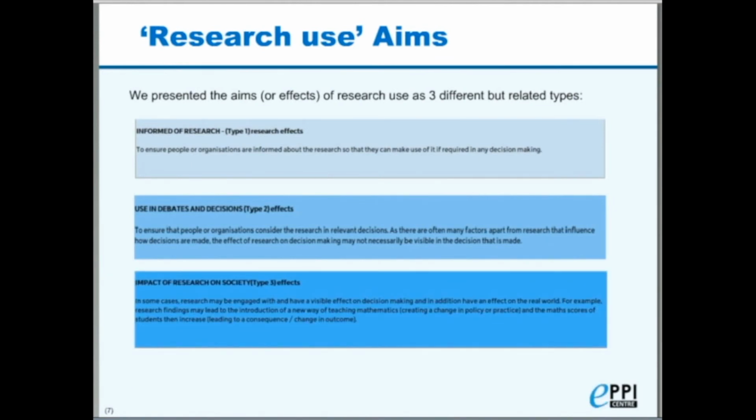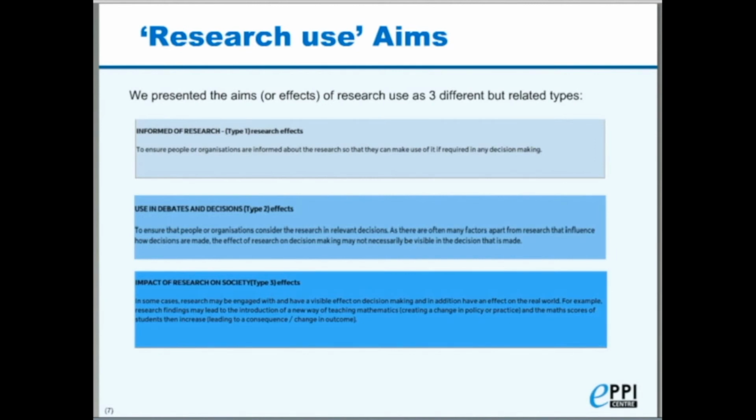So researchers might not always plan to have an effect on all of these kinds of aims or effects, but the aims are presented in sequence. So without achieving a type 1 effect, the people being informed of the research, you're far less likely to achieve the type 3 impact on society effect.